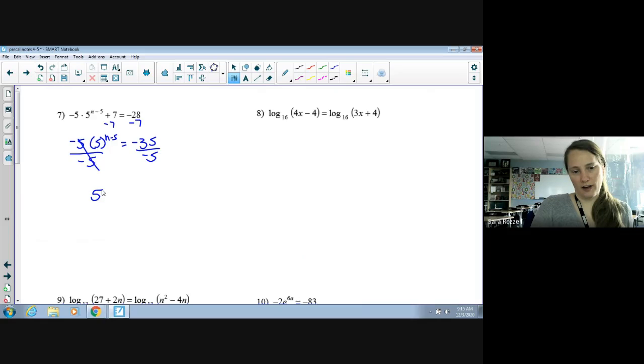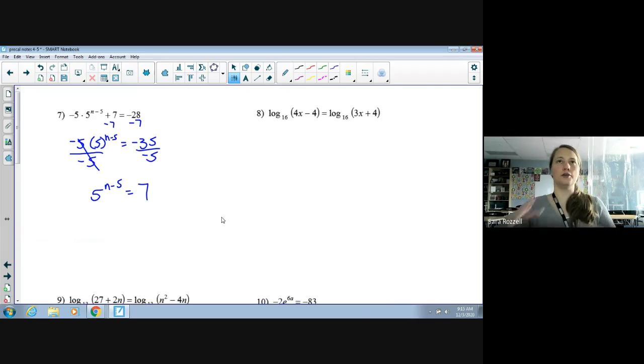So now we've got 5 to the n minus 5 is equal to 7. We have a variable in our exponent. So what do we need to write this as? As a log. We're going to write it as a log. So go ahead and write it as a log on your paper, and then we'll see if everybody writes the same thing. So write that as a logarithm.